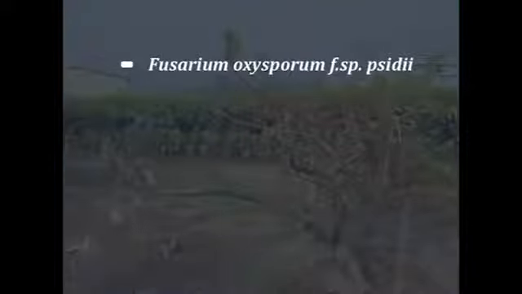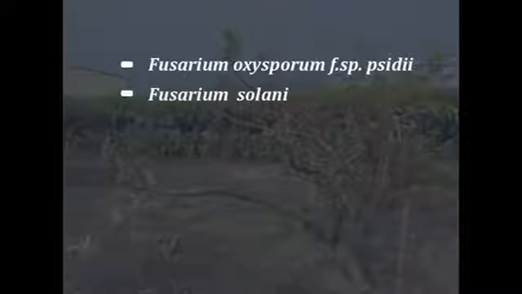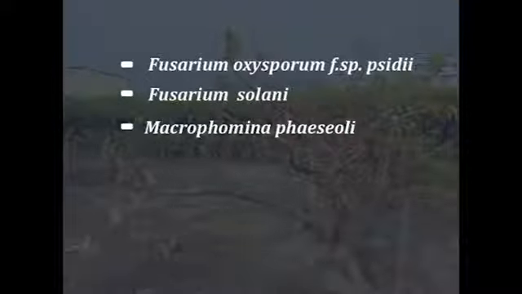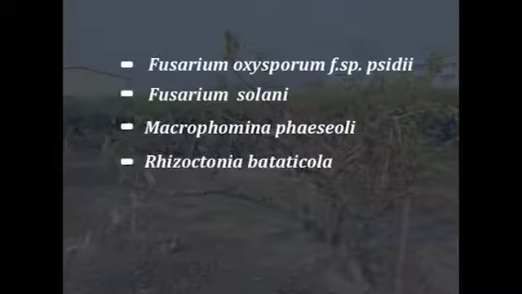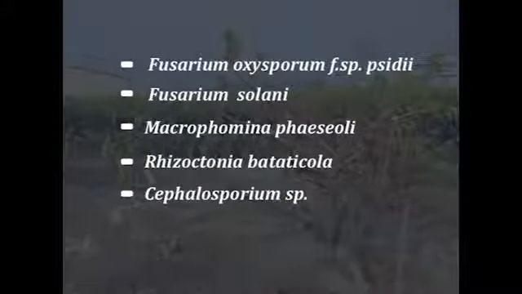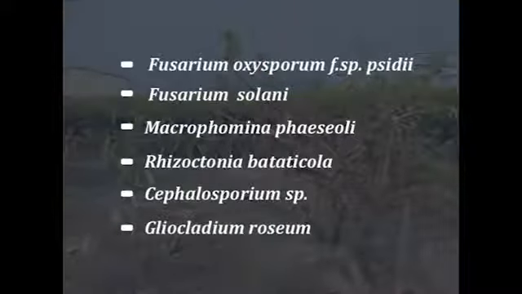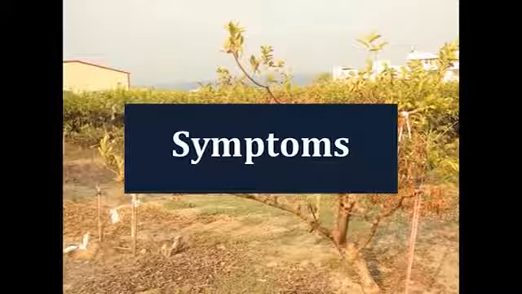The exact cause of the disease is still not fully understood, but pathogens such as Fusarium oxysporum f. sp. psidii, Fusarium solani, Macrophomina phaseolina, Rhizoctonia bataticola, Cephalosporium species and Gliocladium roseum are reported to cause wilting. Now let's see the symptoms of the disease. Wilt is a pernicious disease and a curse to the guava industry.